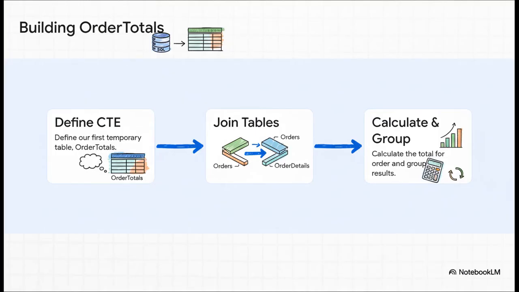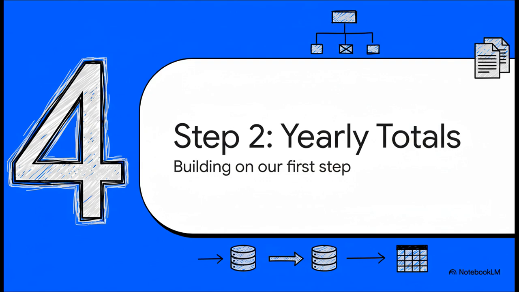So just to recap that first step, we define our temporary table, we join the data sources we need, and then we do the math and group the results. It's one self-contained, totally logical block of work. Nice and clean. All right, let's move on to the next logical step and see how we can build on what we just did. So we have the total for each order. Now we need to group those totals by customer and by year.